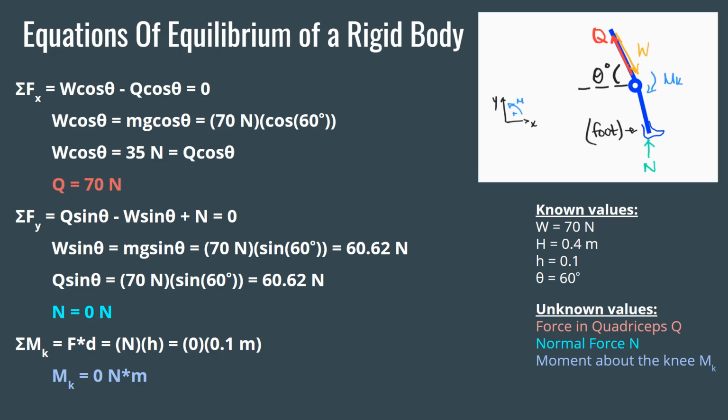Lastly, the sum of moments is found by multiplying the forces by their distances from the point of summation. In this case, as the normal force is directed vertically, the horizontal distance is multiplied with the magnitude of N, which equals 0. Hence, as the only force that was working on a distance away from the point of summation was N, there is no subsequent magnitude for the moment about the knee in this particular problem, given the provided values.